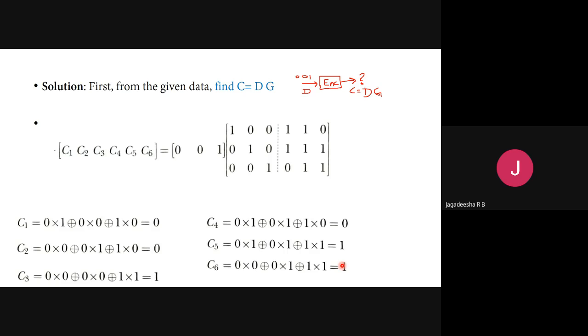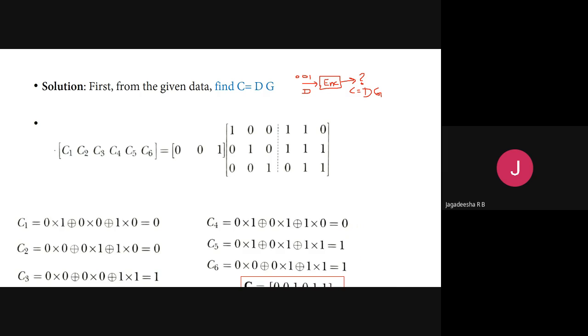So C6, total length is C1 to C6. So altogether we write C. What is this C? C is the output here, the encoded sequence. You gave this data that is converted into some coded sequence. What's the value there? That is 0, 0, 1, 0, 1, 1. That is C1, C2, C3, C4, C5, C6.